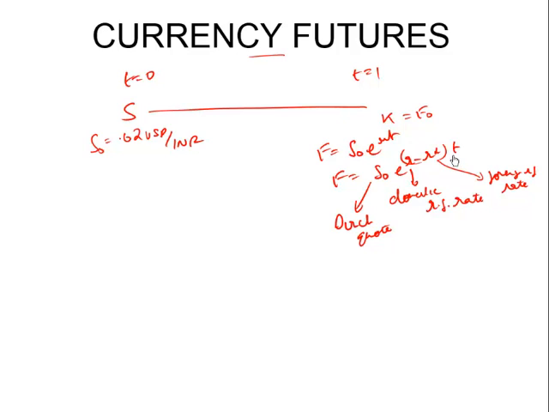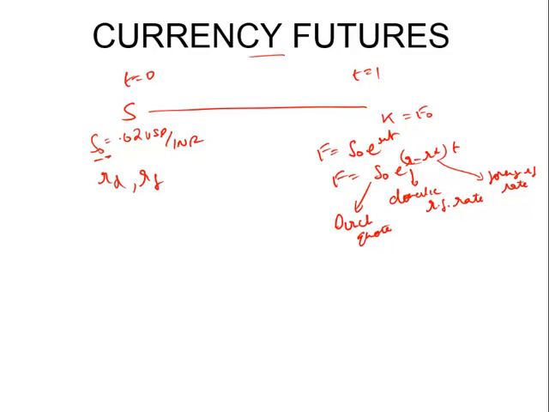Let's try to understand the derivation of this formula a little bit. Again, the formula is a no arbitrage relationship. That is, if this formula did not exist, then there would be an arbitrage opportunity. Now S0 is the spot price, R is the domestic risk-free rate, we'll call it RD, RF is the foreign risk-free rate.